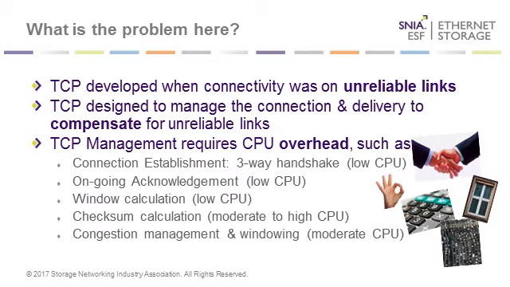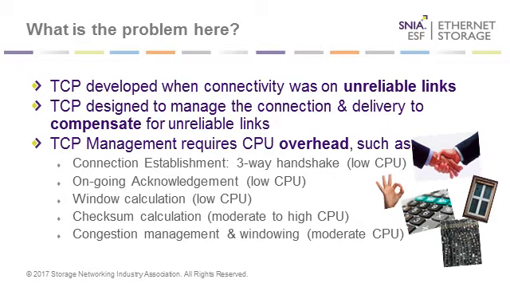So what's the reason why TCP Offload actually even came about? TCP was developed a long time ago when connectivity was really delivered on unreliable links, and TCP was designed at that time to manage those connections and manage delivery across those connections to compensate for the unreliability in those links.